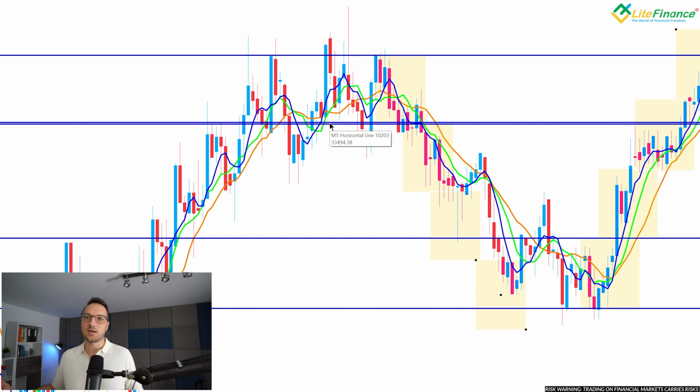So yeah, as with any strategy, this is not a perfect strategy, but I think it is very simple to use, especially for a beginner trader.